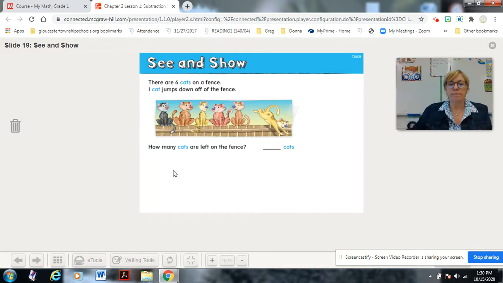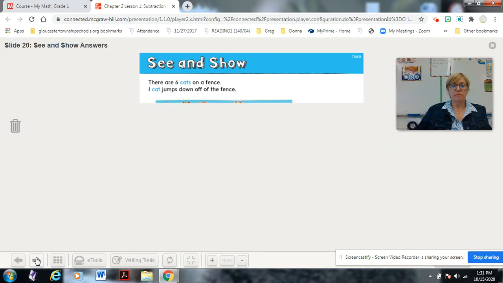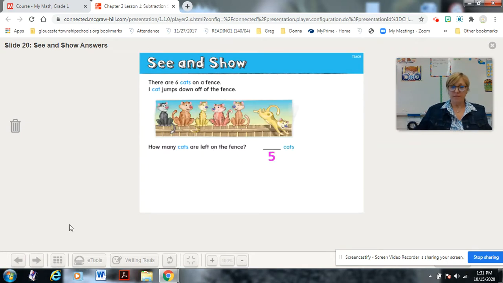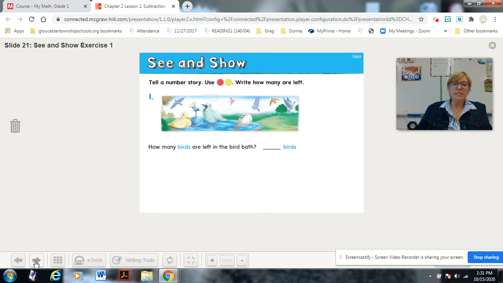Here's the question. How many cats are left on the fence? Pause and count. Did you get 5? Let's check. 1, 2, 3, 4, 5. Good job. Okay. Now, let's look at this.